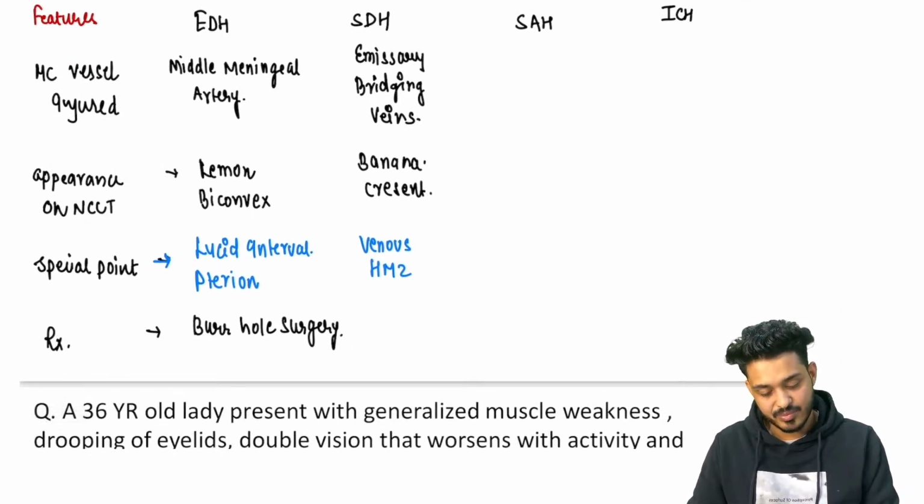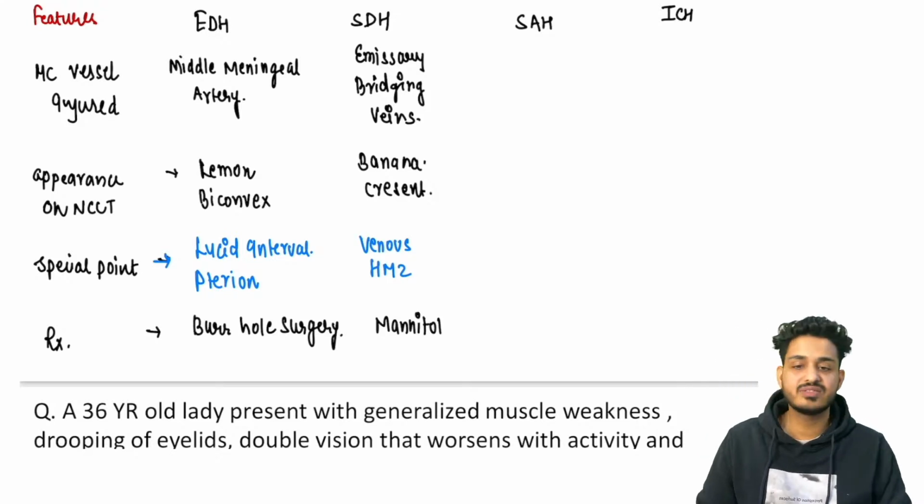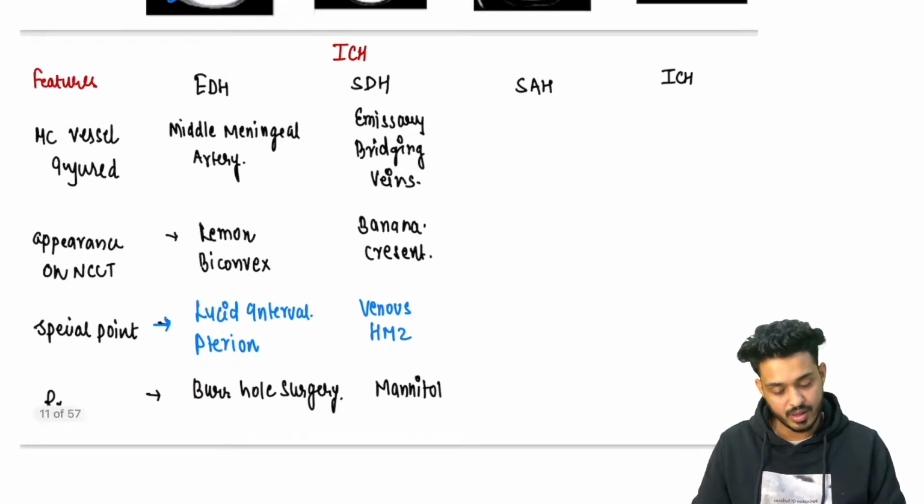And this venous hemorrhage we are going to treat with the help of, we just want to decrease the pressure, we are going to use mannitol. Here in this case we can use osmotic things, that is going to be your mannitol, right?